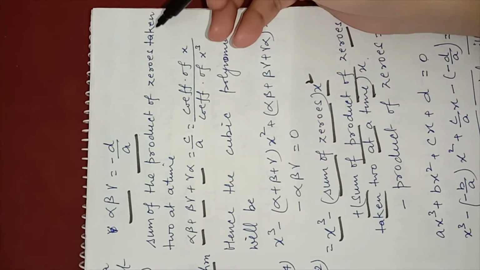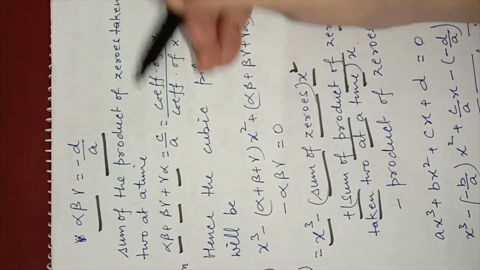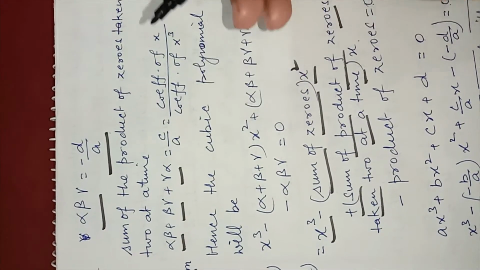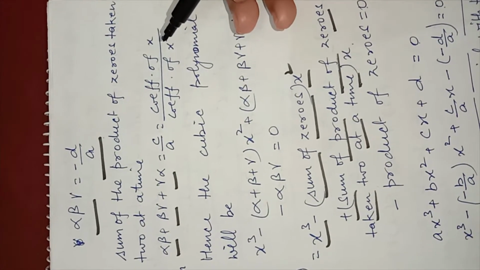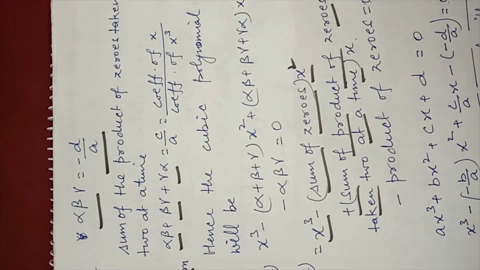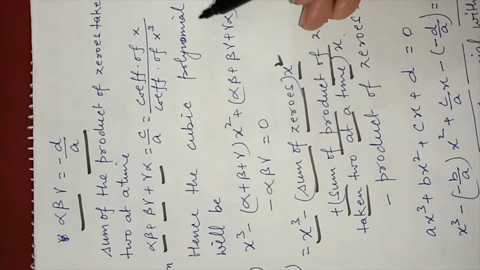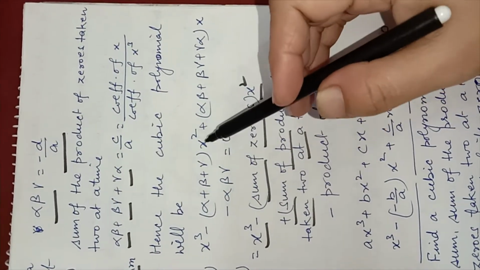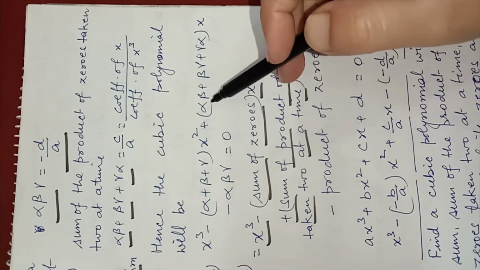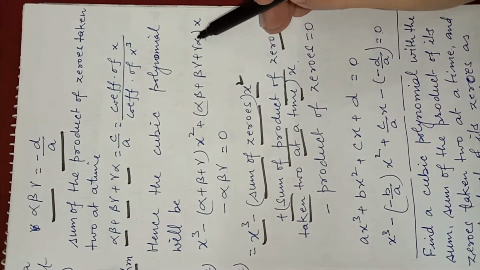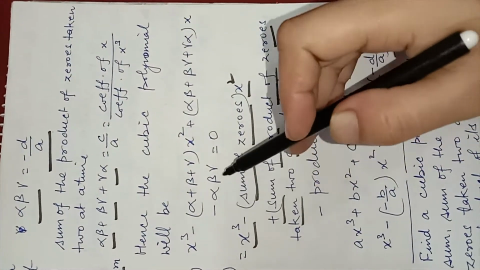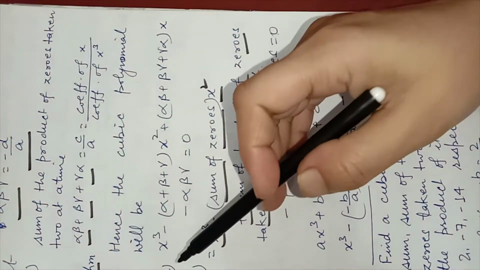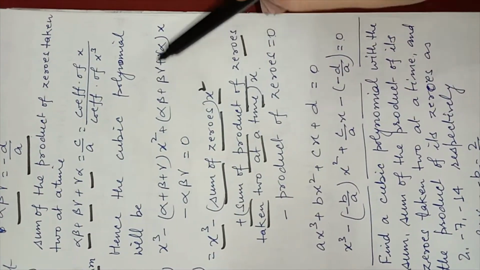The sum of the products of zeros taken 2 at a time, alpha beta plus beta gamma plus gamma alpha, equals c upon a, where c is the coefficient of x and a is the coefficient of x cube. Hence the cubic polynomial will be x cube minus (alpha plus beta plus gamma) into x square plus (alpha beta plus beta gamma plus gamma alpha) into x minus alpha beta gamma equals 0. The signs alternate: first term positive, second negative, third positive, fourth negative.